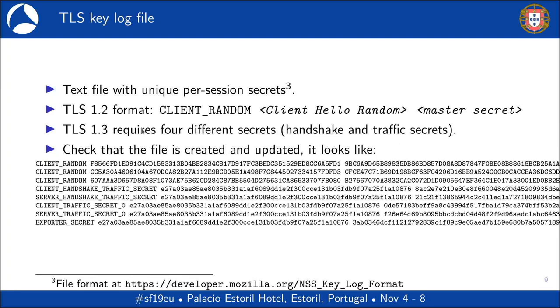In TLS 1.2, it's always a mapping. It's called CLIENT_RANDOM. What it basically does is map the client random to the master secret. In TLS 1.3, this key format was updated. Instead of a single key, now we need a bunch of additional keys, because the TLS 1.3 key schedule is a bit more complicated. I'll get back to that later.